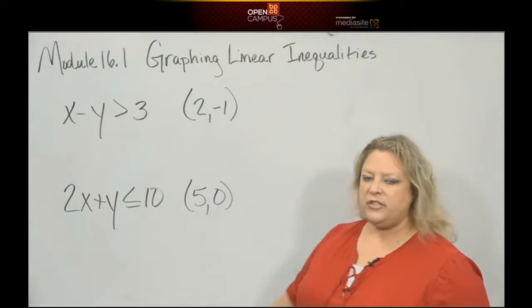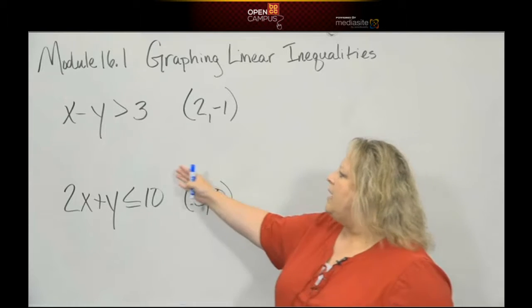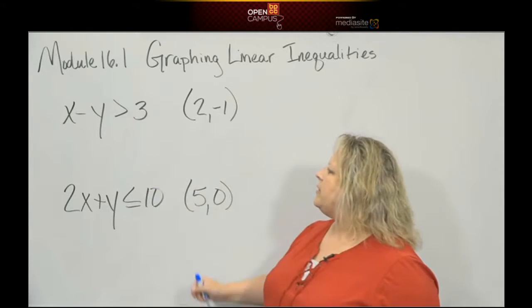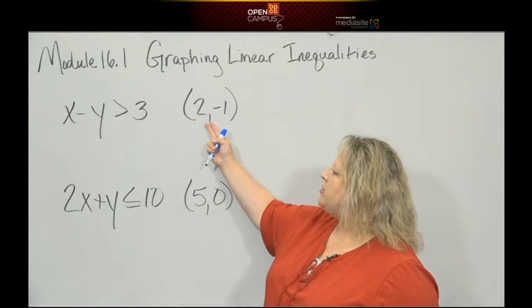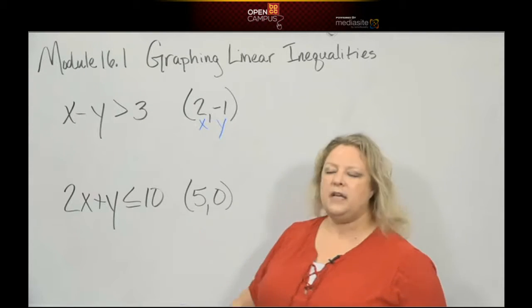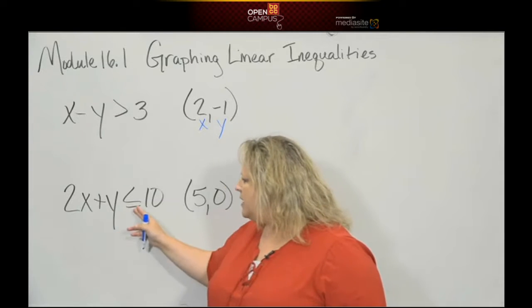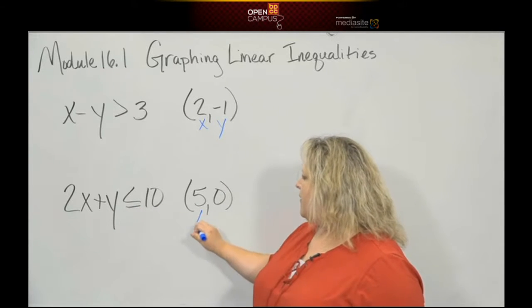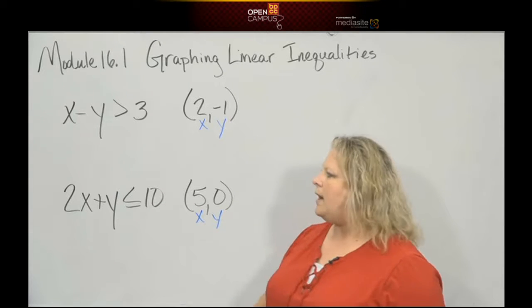Here are our two linear inequalities. x minus y is greater than 3, and then I gave you this ordered pair, (2, -1). Remember, this is your x, this is your y. Then here's the other one: 2x plus y is less than or equal to 10. 5 is your x, 0 is your y.